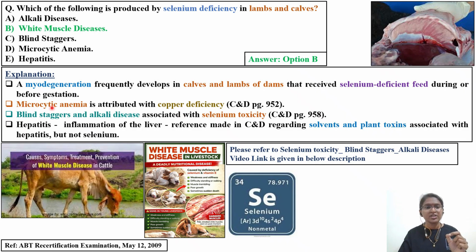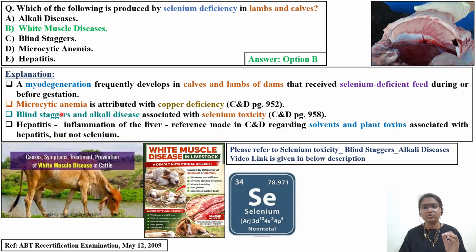Let's go back to the next option, that is option A, alkali disease as well as blind staggers. Both are associated with selenium toxicity. In detail, you can go back and check this video. Hepatitis is something related to the liver, inflammation of the liver. It is caused particularly by alcohol. When you consume ethanol in excess, it causes fatty liver or hepatitis. Solvents or plant toxins are the ones which are associated with hepatitis, that is liver toxicity. But for selenium, the target organ is not the liver.